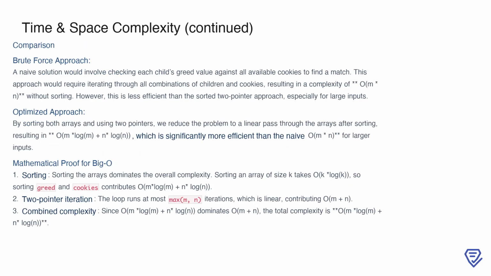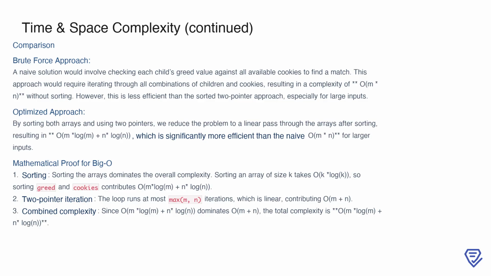To understand why the optimized approach is more efficient, it's helpful to compare it to a brute force method. A naive solution would involve checking each child's greed factor against all available cookies to find a match. This would require iterating through all combinations of children and cookies, resulting in a time complexity of m * n, where m is the number of children and n is the number of cookies. In contrast, the optimized approach sorts both arrays first and then uses a two-pointer technique to find matches. This reduces the problem to a linear pass through the arrays after sorting, resulting in a significantly better time complexity of O(m * log m + n * log n).